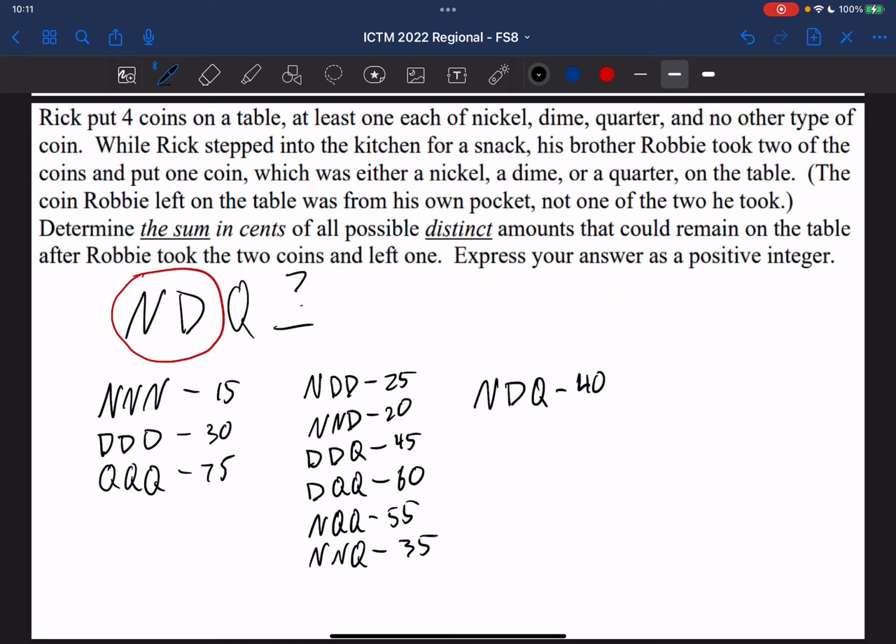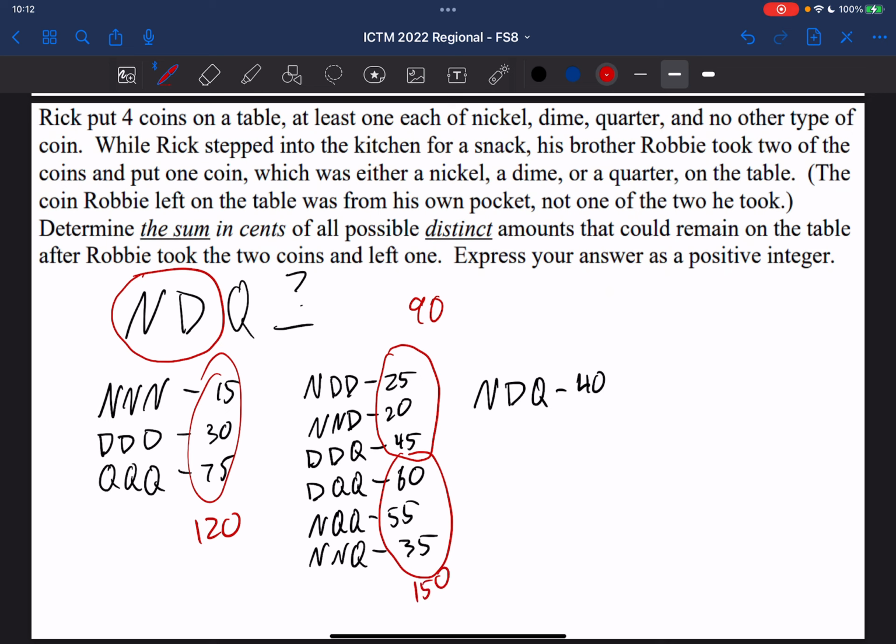So, here we've got 1, 2, 3, 4, 5, 6, 7, 8, 9, 10 different possibilities for what we could have for these outcomes. So now, when we add them up, let's see what we get. So if I add these, this is going to be 120. If I add these together, this is going to be 90. If I add these together, this is going to be 150, and 40.